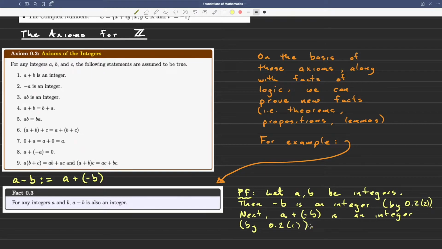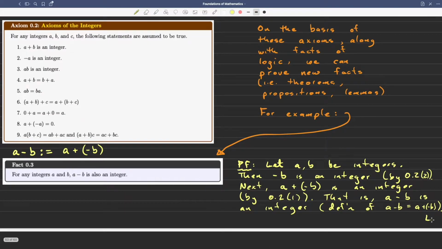And we already knew that a was an integer, so if we add a and negative b, two integers together, we get back an integer. That's what part 1 says. That is, remember the definition of a minus b is a plus negative b. So we just showed that a minus b is an integer, and we're done. Here we're using the definition of a minus b as a plus negative b. So there you go. There's our first little proof.